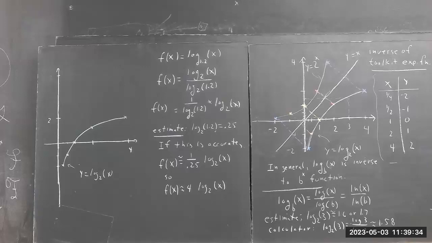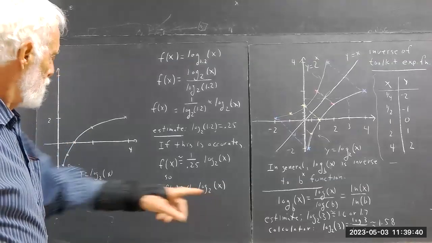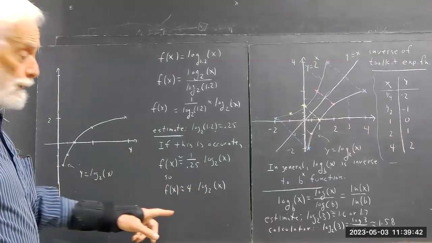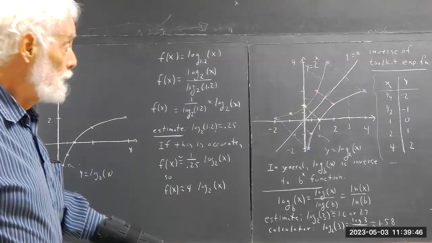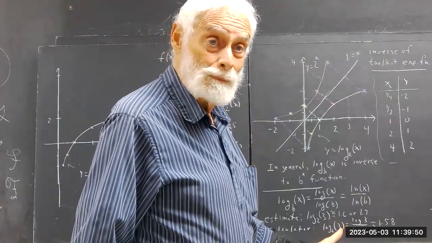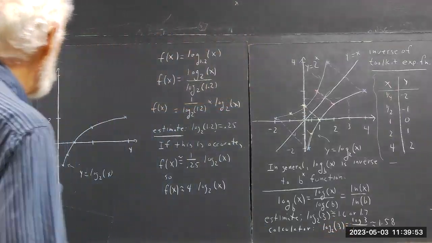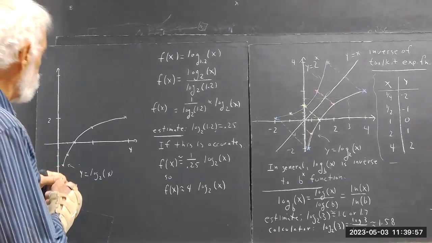Okay, well, to vertically stretch, well, okay. 4 times log, here's log base 2 of X. How are we going to get 4 times log base 2 of X? How are we going to get the graph? Well, we could go back to the table and multiply all these numbers by 4. But we don't need to do that. You can see it on the graph.